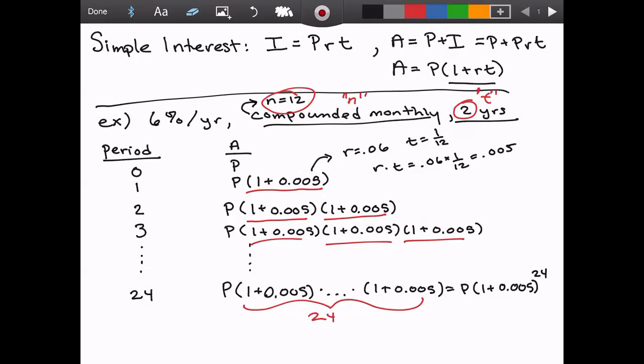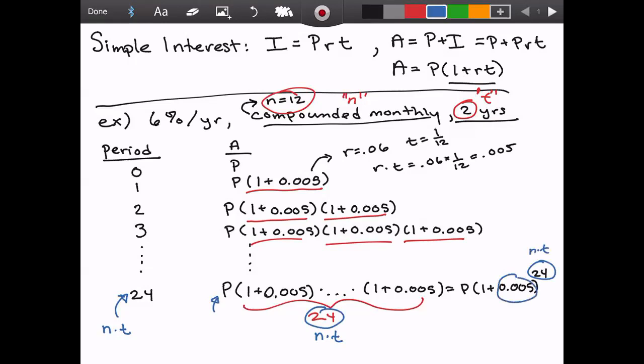Let me actually do this on the same screen. So here's the idea. This final number we knew was 24, but how did we get 24? We got 24 by taking the number of compounding periods and multiplying it by the time, the number of years that passed. So this number is just going to be n times t. Okay, p is obviously still going to just stay p because I didn't give you a starting amount in our account. And then again, we have this 24, which we figured out was n times t.